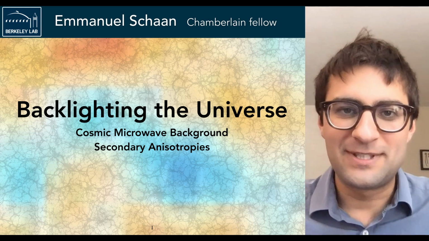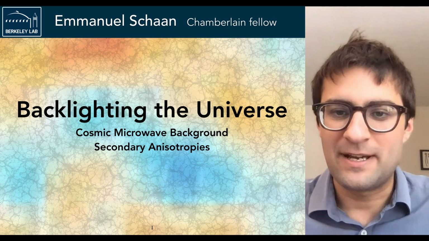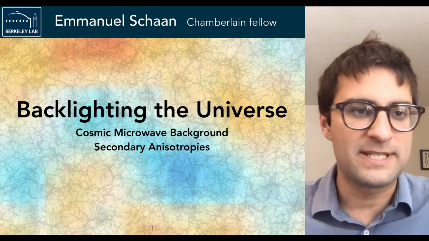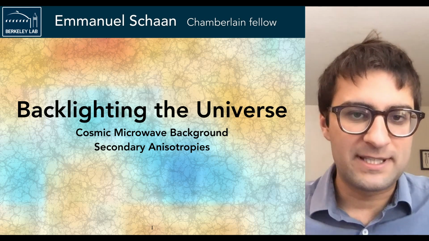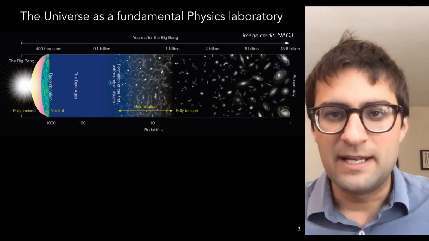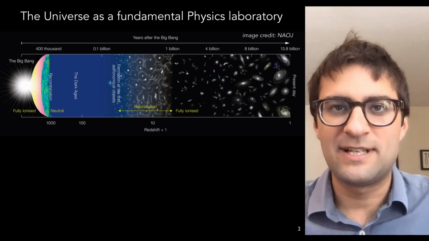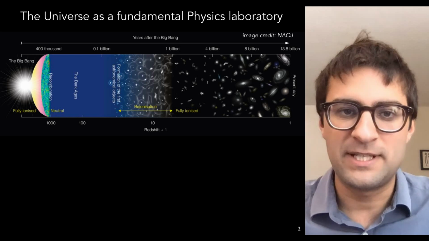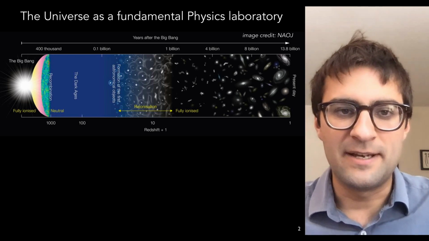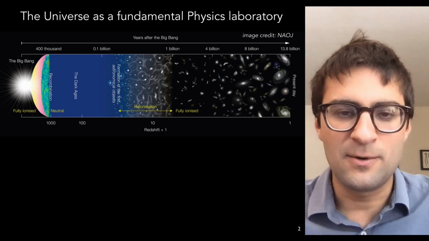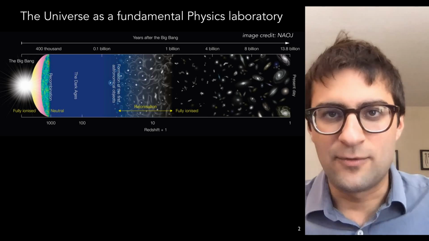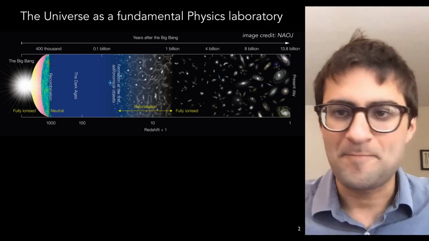So in order to explain what those CMB secondary anisotropies are and to motivate why they're interesting, I thought I would start by telling you the scientific questions that I'm trying to answer with them. And to do this, it helps to take a look at this timeline of the history of the universe. So all the way on the left, what you see is the Big Bang 14 billion years ago, and time passes towards the right all the way to today, 14 billion years after the Big Bang.